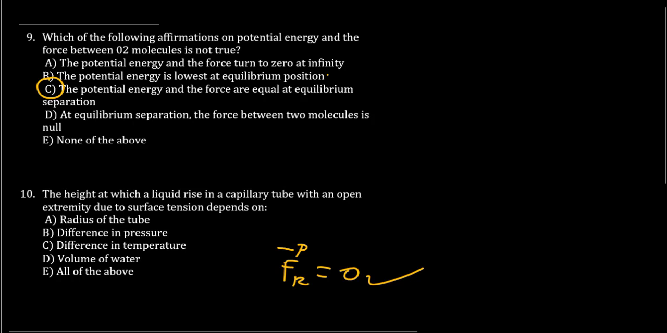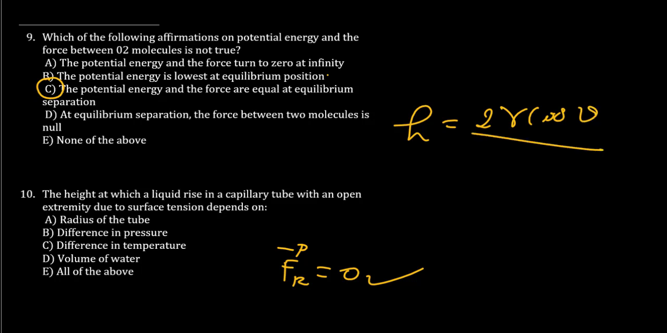Question 10 reads, the height at which a liquid rises in a capillary tube with an open extremity due to surface tension depends on. So the capillary rise h is given by 2 gamma cos theta, all of this divided by rho g r, where gamma is the surface tension, that is the force per unit length.